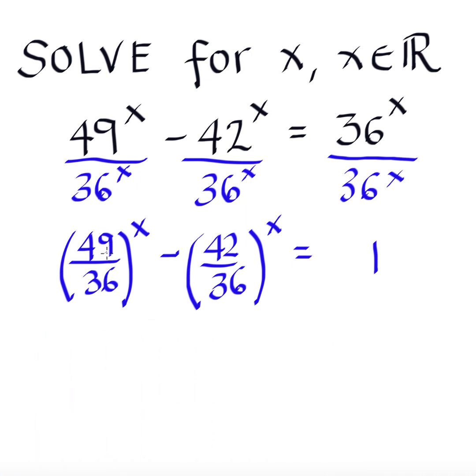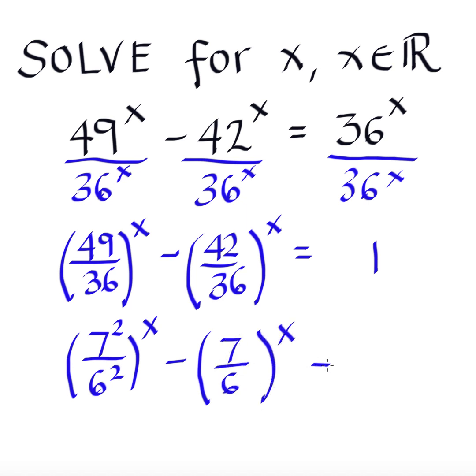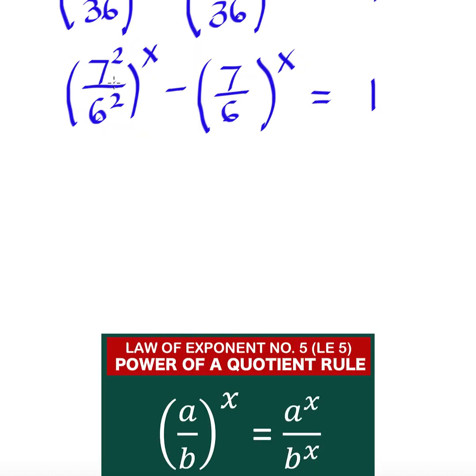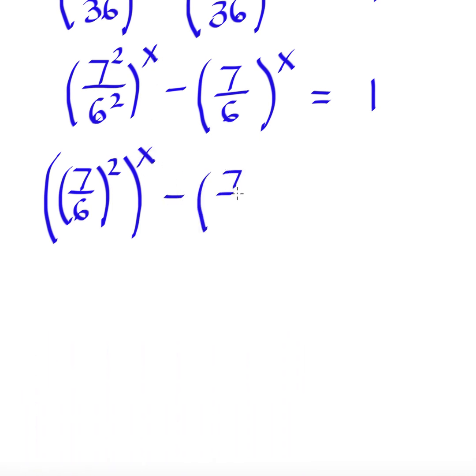Now notice that 49 is a perfect square, 36 is a perfect square. So let's write this as 7 squared divided by 6 squared all raised to x minus, notice that 42 over 36 can be reduced to lowest term as 7 over 6 all raised to x. The right side is equal to 1. Next, apply again the same power of a quotient rule of exponent. Then we can write this as 7 over 6 all raised to the second, then copy the exponent x, minus 7 over 6 raised to x is equal to 1.